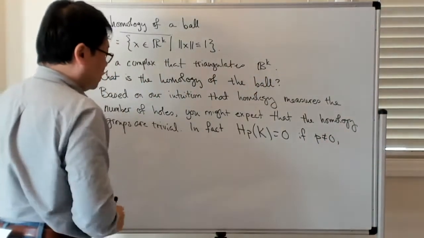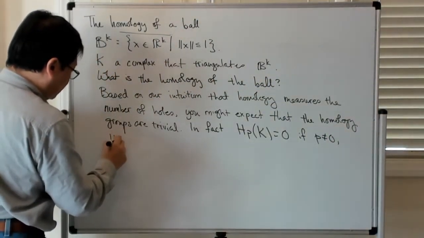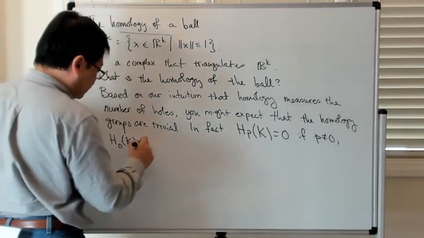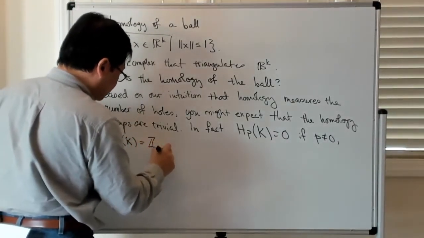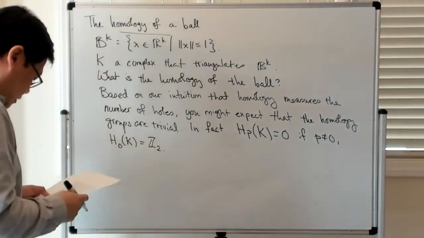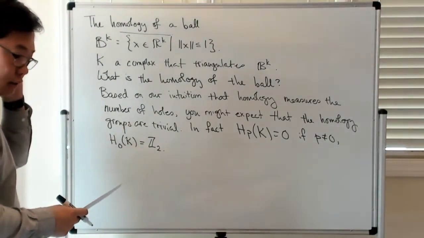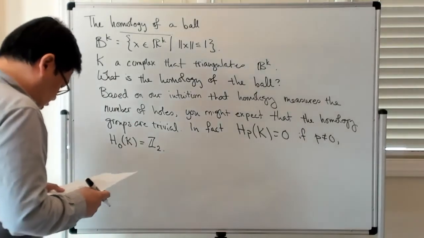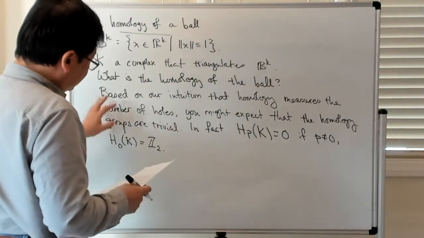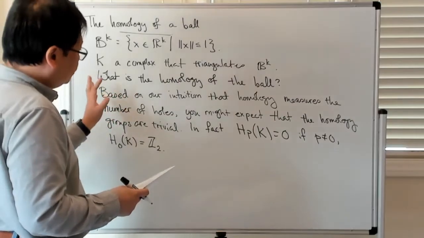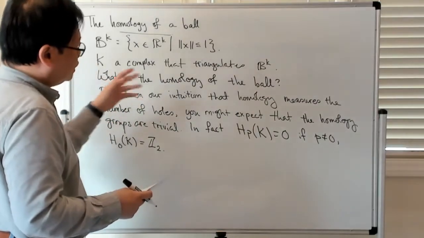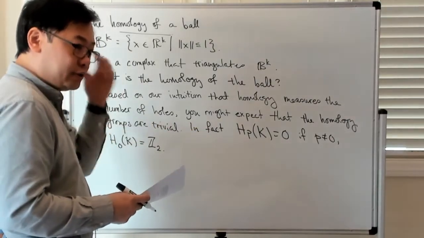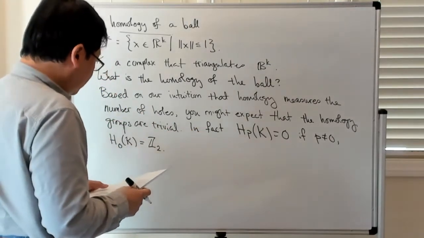Okay, and then H0(K) is going to have rank 1, which means it's going to be Z mod 2Z. Again, with Z2 coefficients, if you will. Okay, so it turns out that it's not so easy to prove that any complex that triangulates this ball will indeed have these homology groups. So it takes a bit of work to do this.